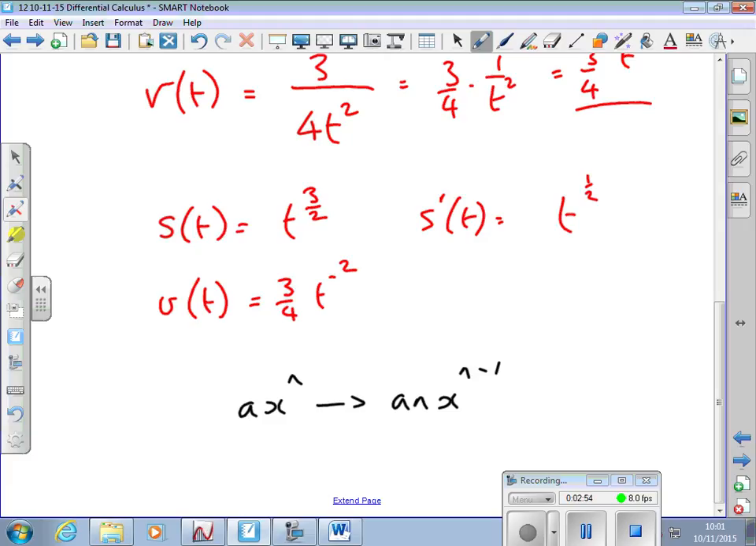And what's the number in front? Well, before I differentiate it, the number in front is just 1. So I'll bring the 3 over 2, the power, out and put it in front and multiply it by a. So 1 times 3/2 is just 3/2. So 3/2 t to the 1/2 would be the answer. And you've written it down, just check you see it.